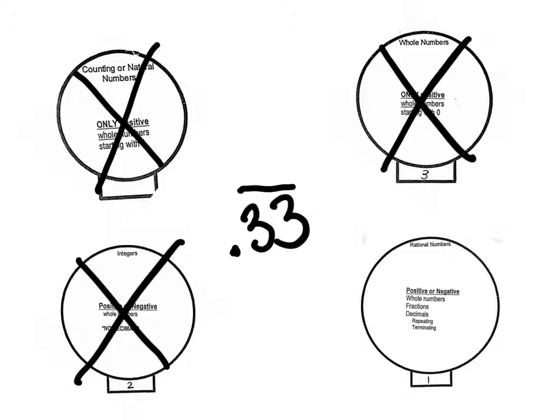Next, we can move on to rational numbers. Rational numbers are positive or negative whole numbers, fractions, or decimals. That is exactly what we have here in 0.33, so this answer would be rational numbers only.